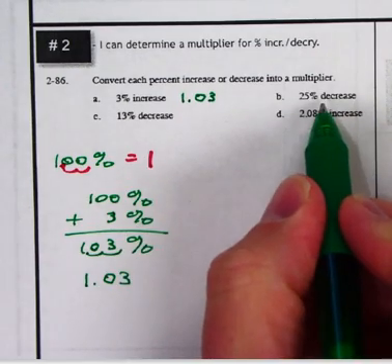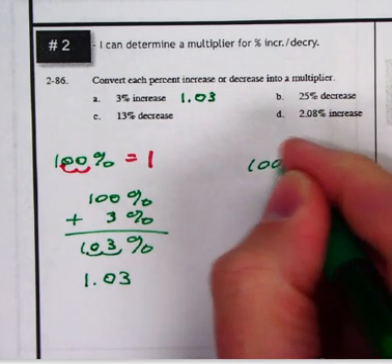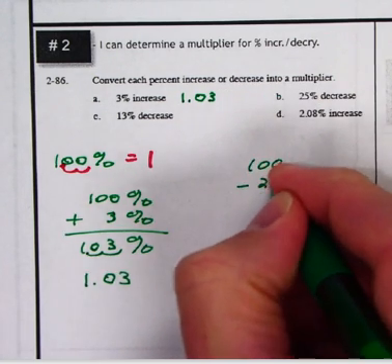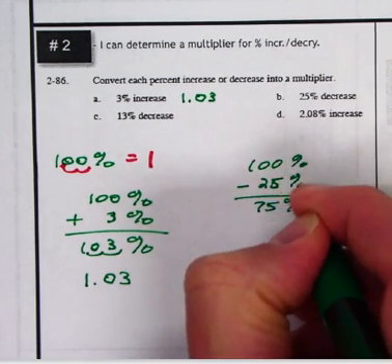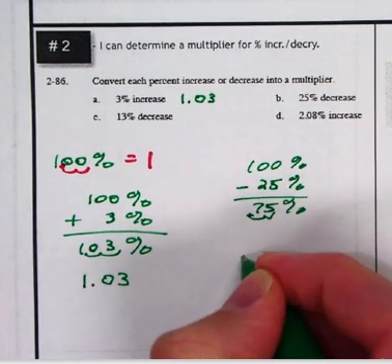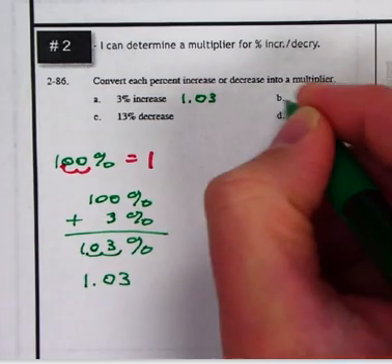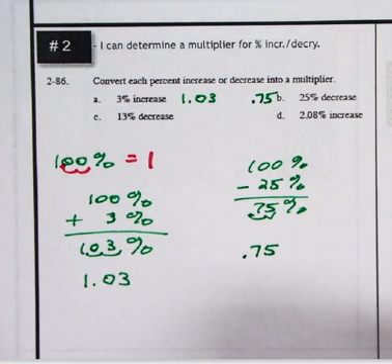Next one is a 25% decrease. So we're going down. So we start at 100%, we minus off 25%, and I would be sitting at 75%. Well, 75% as a decimal is 0.75. 0.75 is my multiplier for a 25% decrease.